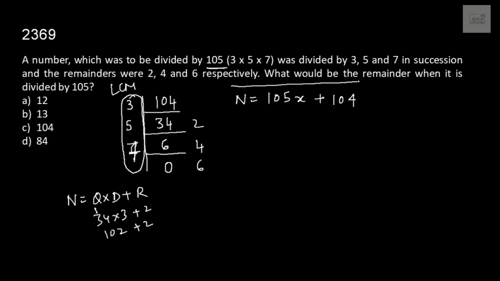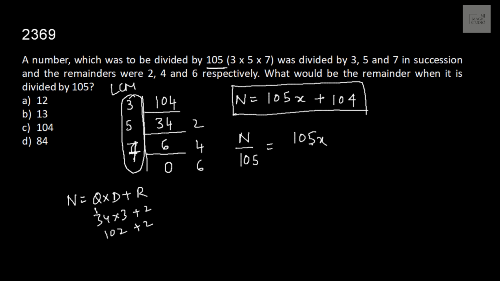Any number of this form, when divided by 3, 5 and 7 in succession, will leave 2, 4, 6 as the remainder respectively. Now this number is divided by 105. We need to find the remainder when n is divided by 105.